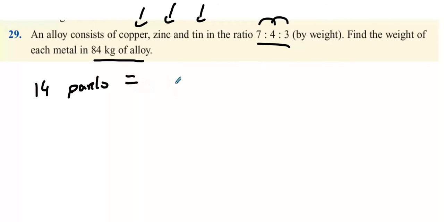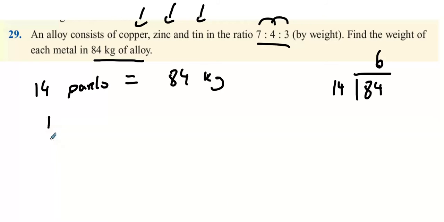So 14 parts equals 84 kg. Going to divide 84 by 14. I believe it goes in 6 times exactly, which it does. So 1 part will be 6 kilograms.